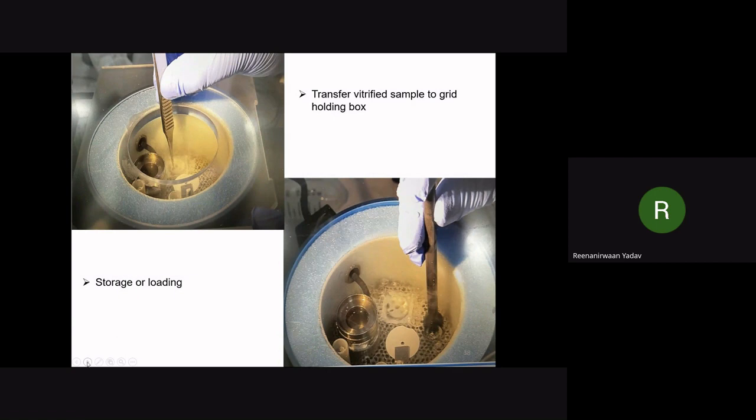So here we blot the extra ethane over the filter paper we put earlier, and then transfer our grid to the grid holding box, and with the help of the grid transfer rod we can either store it or load it into our cryo holder for imaging.